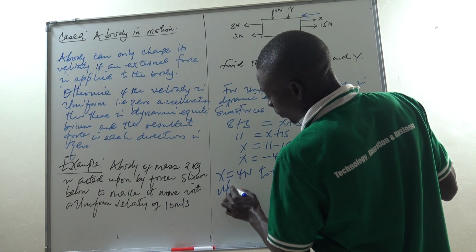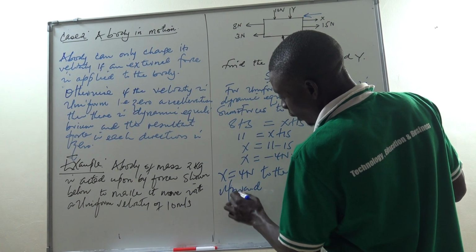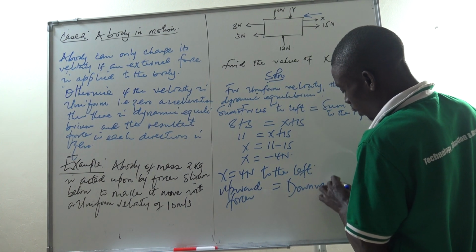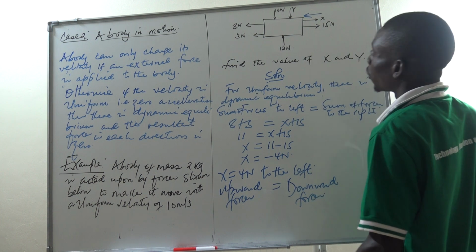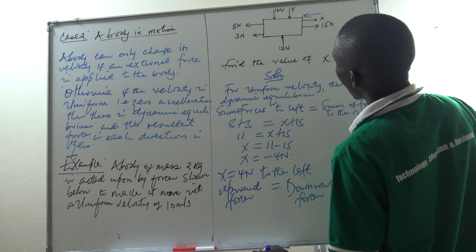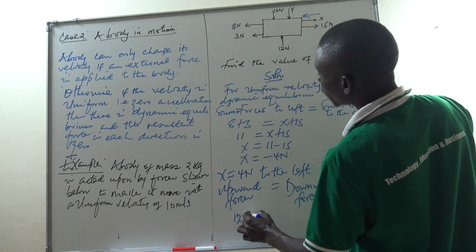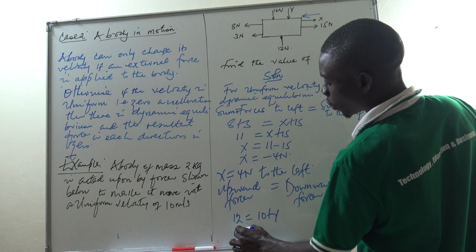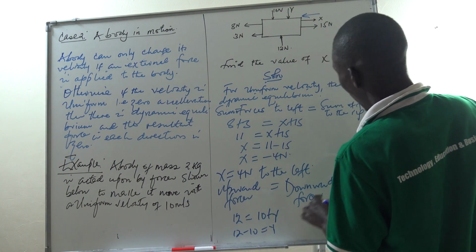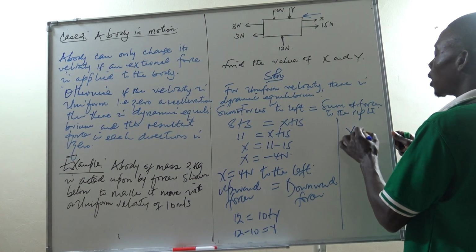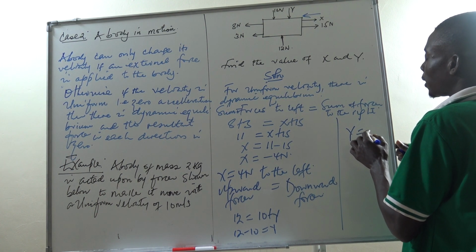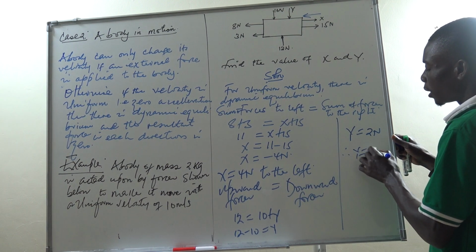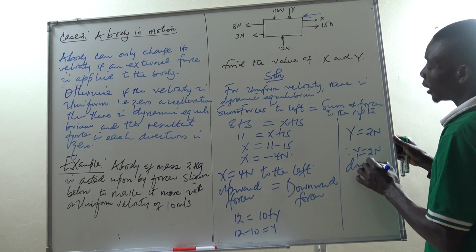And then let's attack the vertical direction. We can also say upward forces should be equal to downward forces. That means that for upward force we have 12, which should be equal to the downward force, 10 plus y. That means that 12 minus 10 equals y. That will take us to y equaling 2 Newton. So you say, therefore, y is 2 Newtons downward.